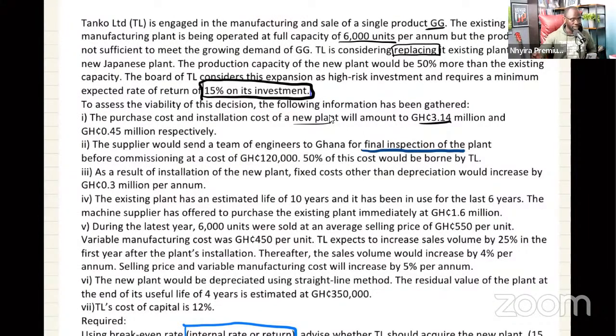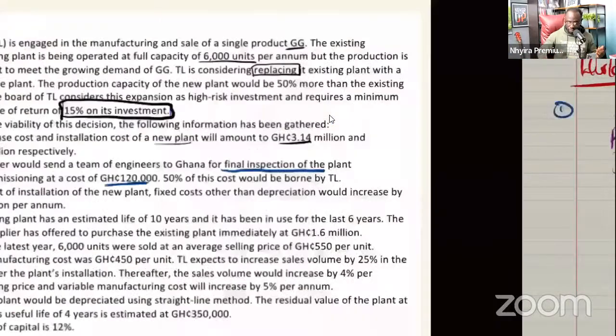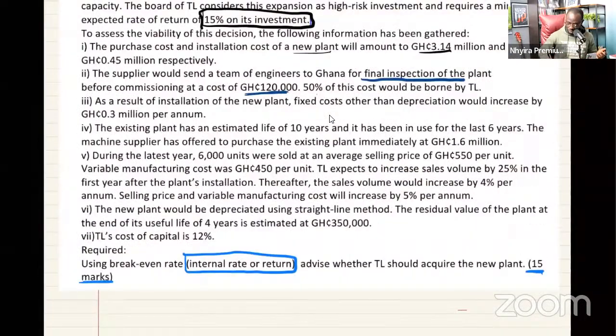Let's go. For final inspection of the plants before commissioning at a cost of 120,000, 50% of this cost will be borne by TL. Now remember, before commissioning means before the machine is operational, we have to pay this cost. So this will be part of the initial investment, or the initial cost that we need on this particular asset. So the inspection cost will be coming in.